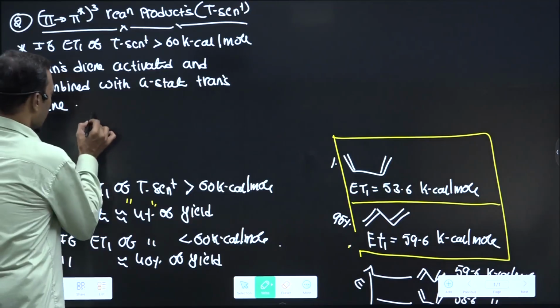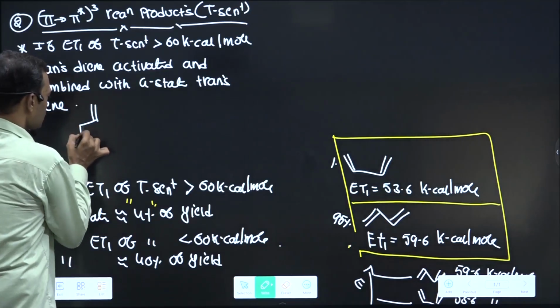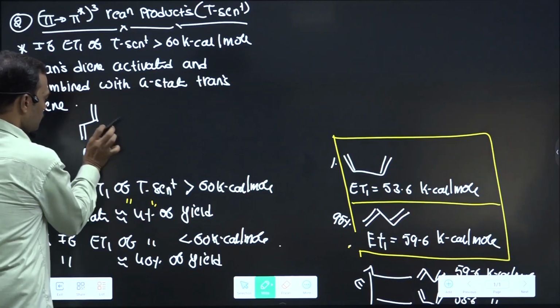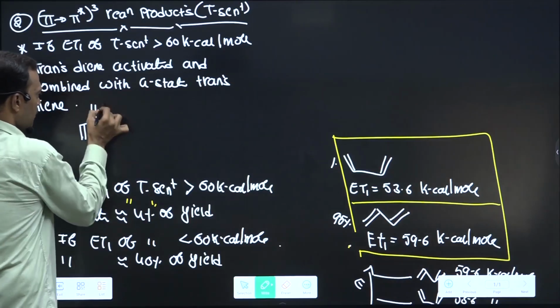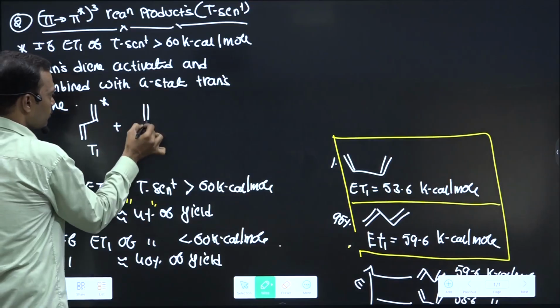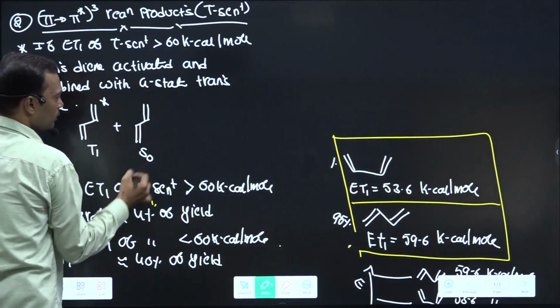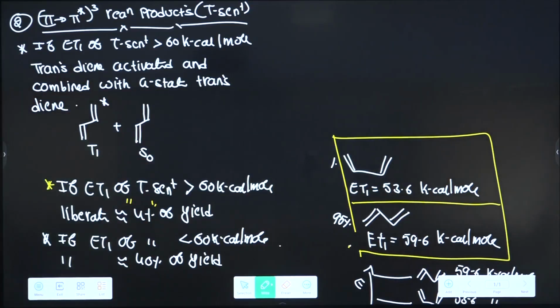So which means I can write like this. This is a trans. It is S1 state, otherwise you can say T1 state. T1 is activated or not? It is going to combine with which one? Trans or not? What is the state of this one? These two will combine.